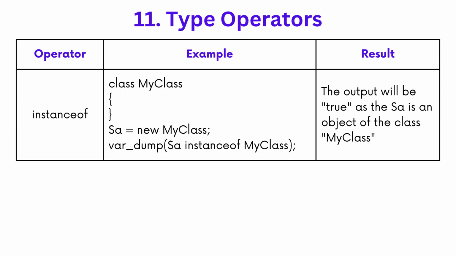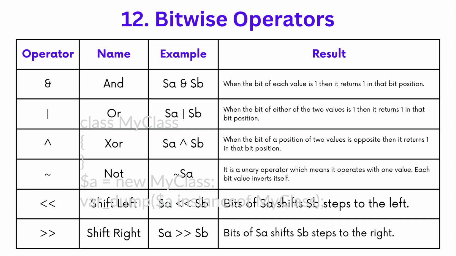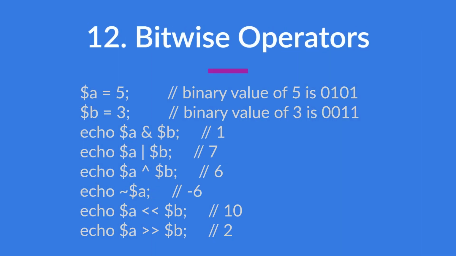11. Type operators. The PHP type operators are used to find the type of an object. Here is how these are used. In this example, the output will be true, as the $A is an object of the class myClass. 12. Bitwise operators. The PHP bitwise operators are used to perform bit-level operations on the values. The values are first converted to bit level and perform calculations. The mathematical operations are performed at the bit level for faster processing. Here is how these are used.